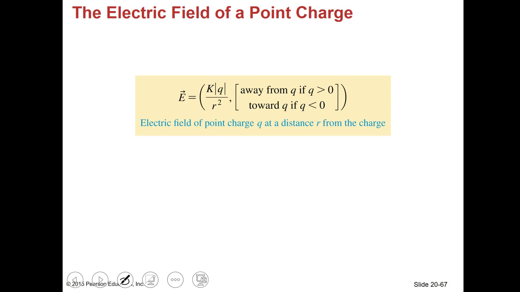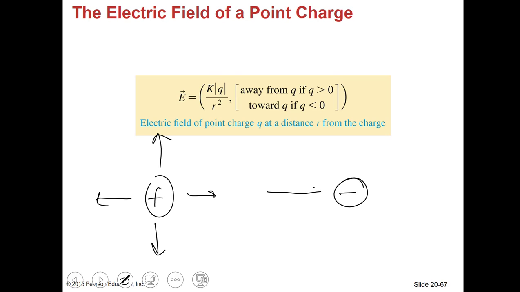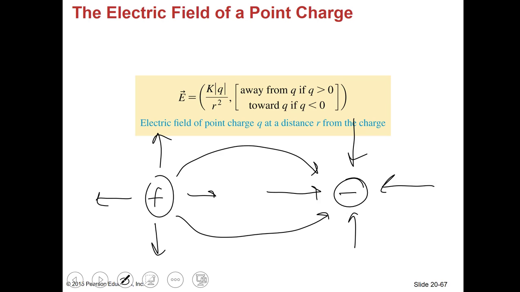Here's the magnitude of the electric field due to a point charge. K, the same K that we had before, Q divided by R squared. And for a positive charge, the electric field points away everywhere. And for a negative charge, the electric field points towards it. Now, in this little picture here, if I think about these both simultaneously, we'd have an electric field that looks like this. This is actually an electric dipole.